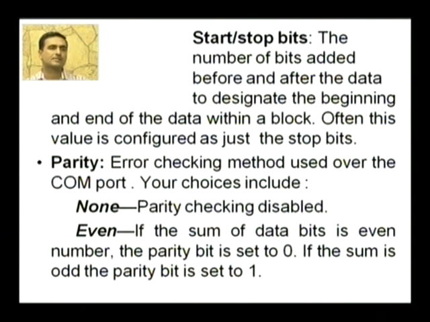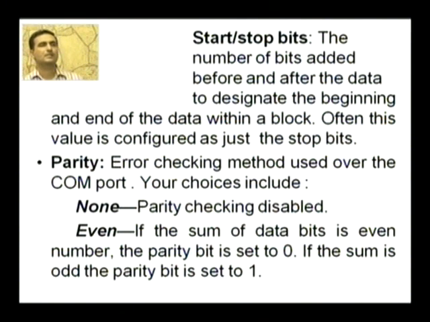Next characteristic is the parity. Error checking method used over the COM ports is the parity. The various choices in the parity are: first one is none, which means you have disabled the parity checking. Second one is even. If the sum of the data bits is an even number, the parity bit is set to 0. If the sum of the bits is odd, the parity bit is set to 1.